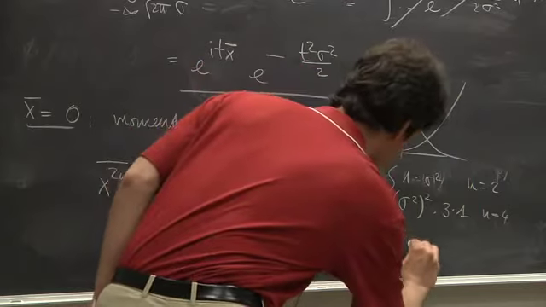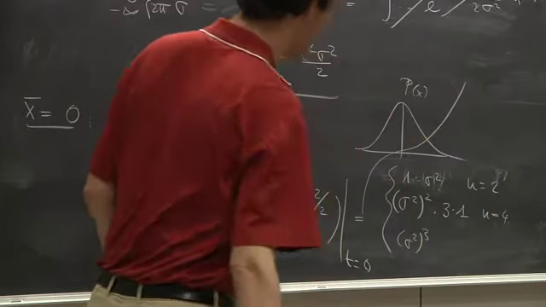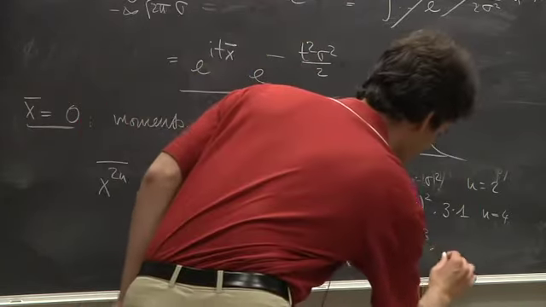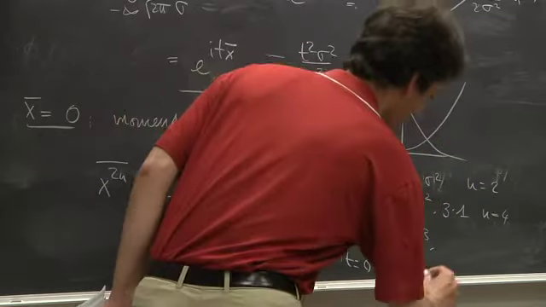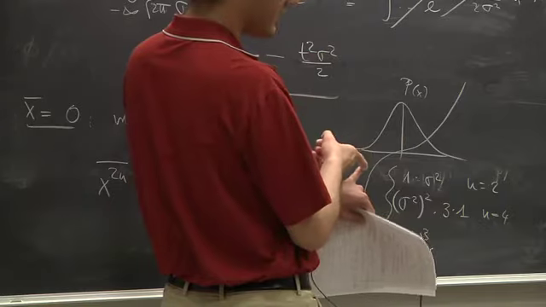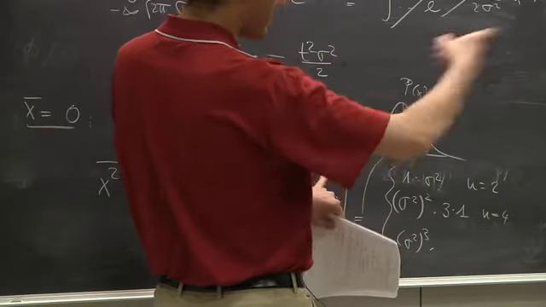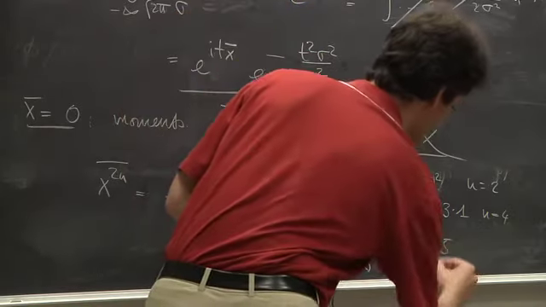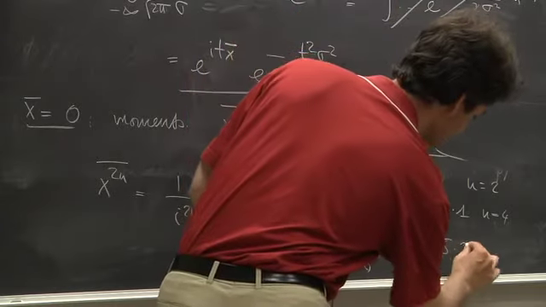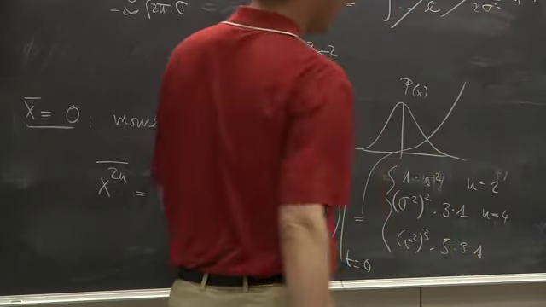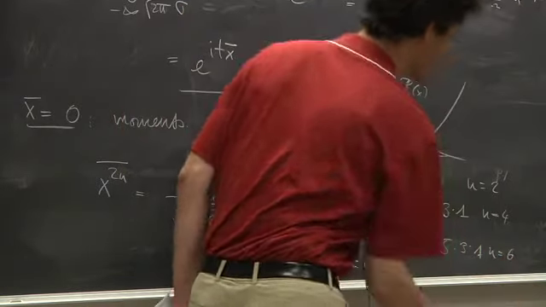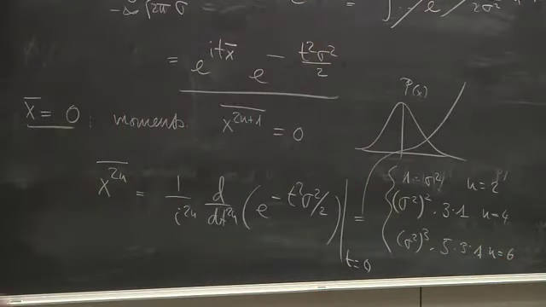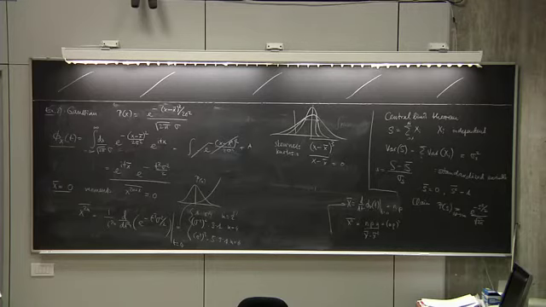For 6, you get 3 factors of sigma squared times the number of pairings of 6 objects. So for the first object, you have 5 possible partners. For the next object, you have 3 partners left. And then for the last, you have just 1. And so that's the formula that I claimed to you, now derived via generating functions.